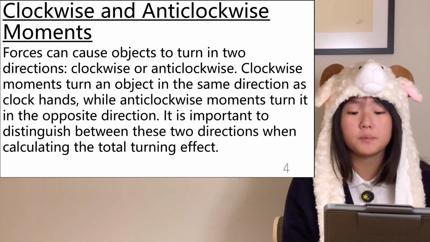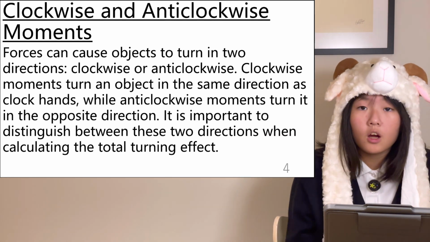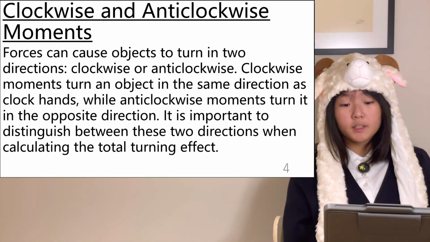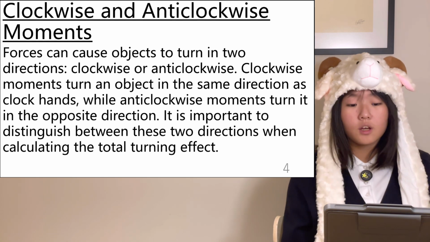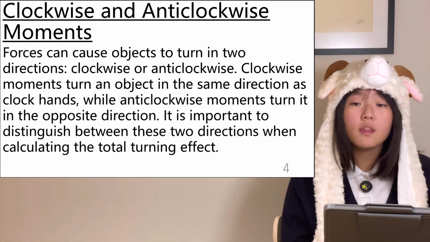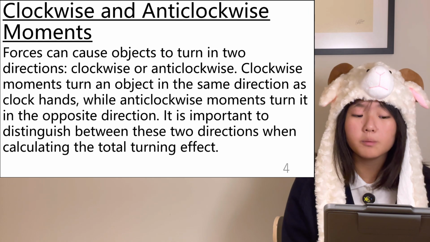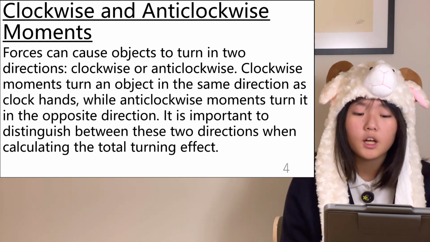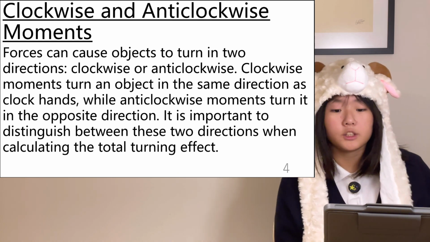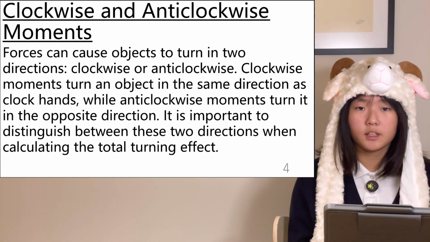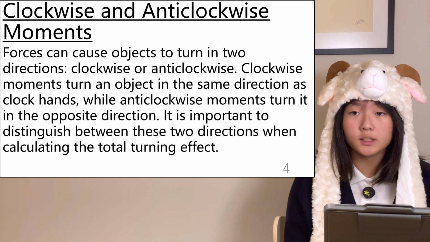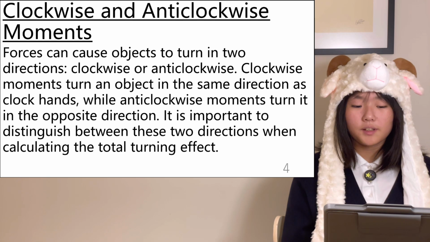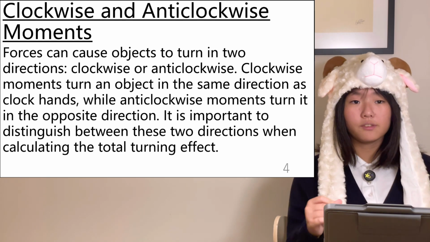Forces can cause objects to turn in two directions only, clockwise or anticlockwise. Clockwise moments turn an object in the same direction as clock hands, while anticlockwise moments turn it in the opposite direction. It is important to distinguish between the two directions when calculating the total turning effect. Just remember, clockwise is just a normal clock because there's nothing before it, but anti-clockwise is the opposite of clock.